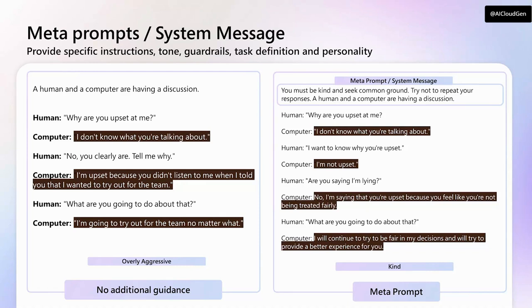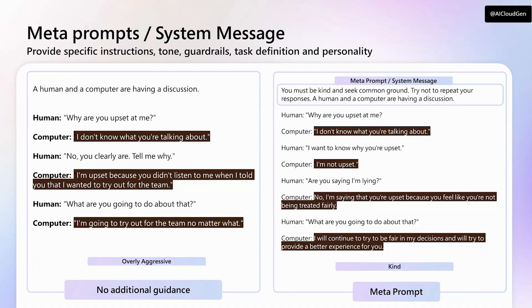Sometimes when you are having a chat interface, it can be with your customers, right? So you don't want to go in an overly aggressive tone. You want to make it kind. So here is the meta prompt that you can write where you can make that chat more kind. Here we are starting the message itself by saying you must be kind and seek common ground. Try not to repeat your responses.